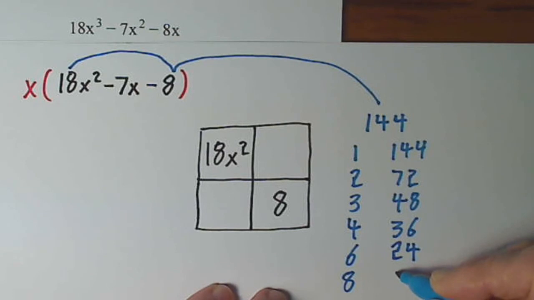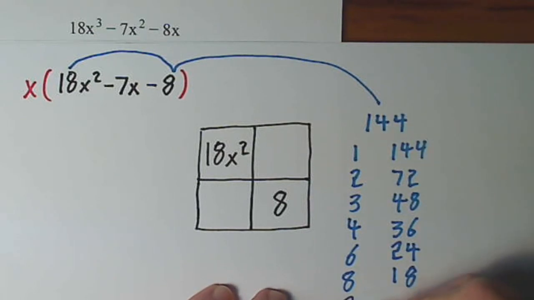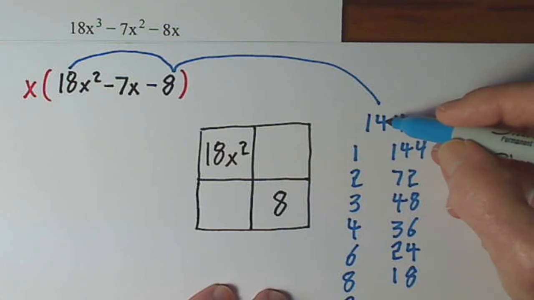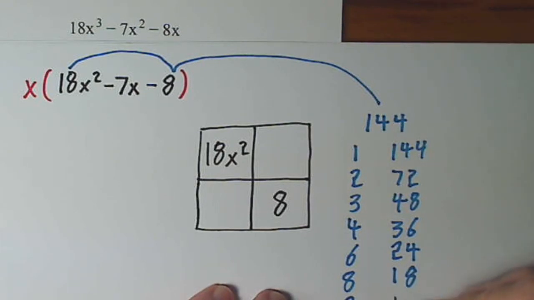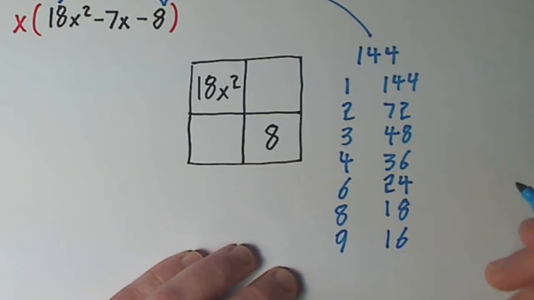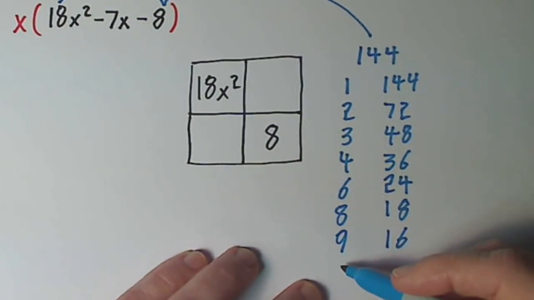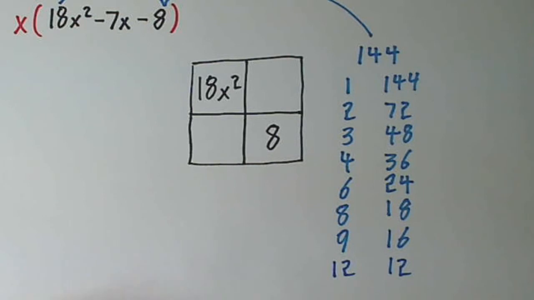So 8 times, let me see, 18. 9 will go. Let me see. 10 would be 90, and 54 is 6, so that's 16. Oh, I'm running off my page. Got to slide up here. 10 won't go. 11 won't go. 12, you might be familiar with 12 times 12 is 144.